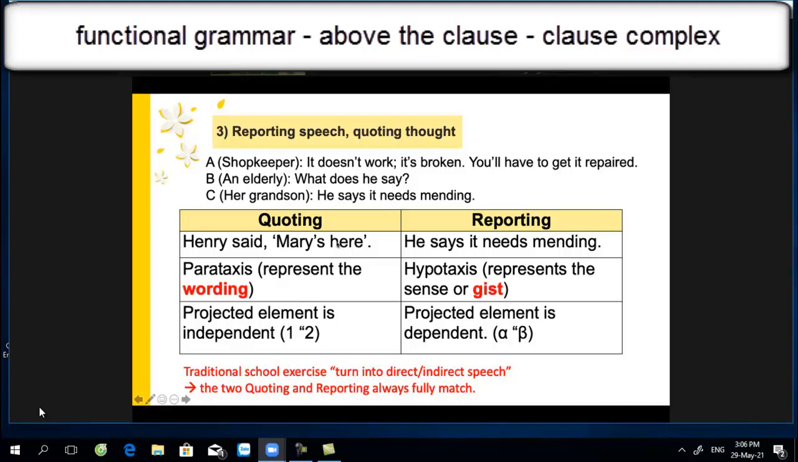And another point to remember, in quoting, the protected element is independent. So we use 1 and 2 with double quotation mark because said here is a verbal act. And in reporting, we use alpha and beta because the protected element is dependent. If you report something, it becomes indirect, right? And you still remember the traditional grammar exercise that we did in high school, where the teacher asked us to turn direct speech into indirect speech. So this point proves that the two, quoting and reporting, do not always fully match.